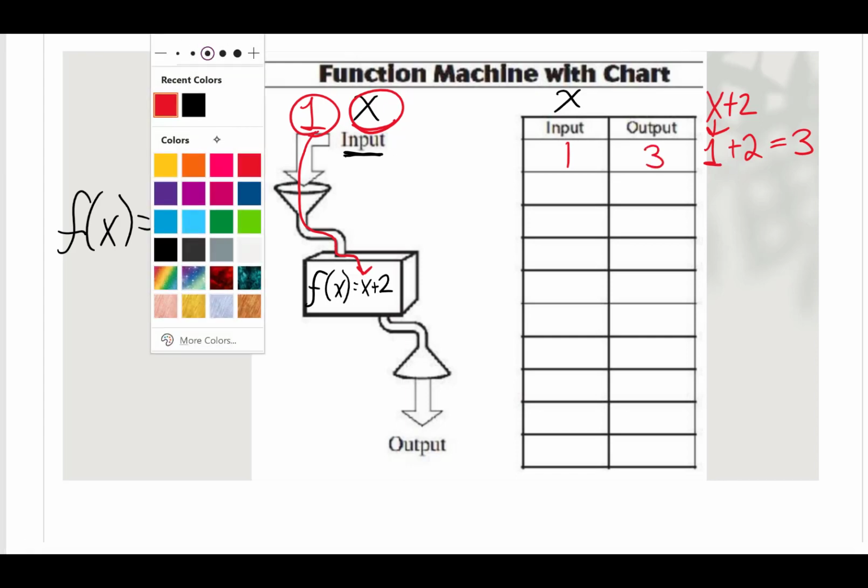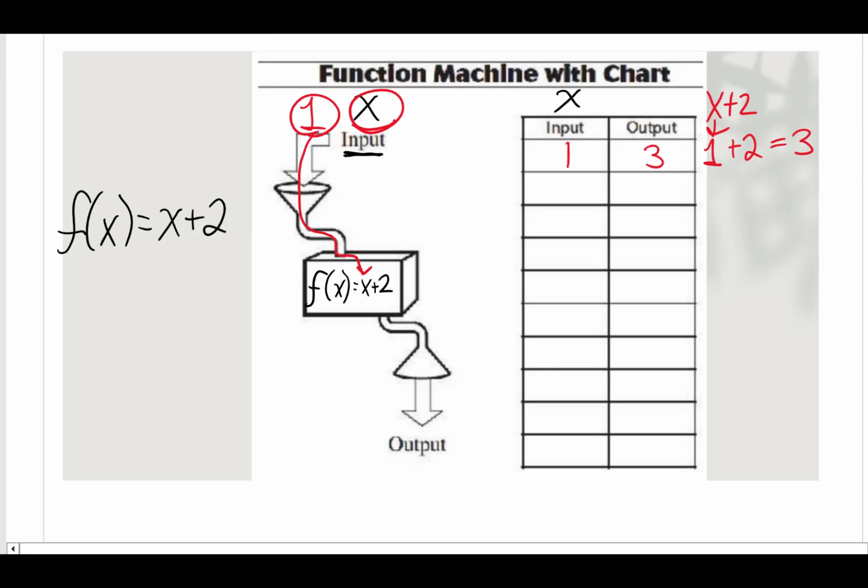And when the answer comes out, let me change the colors. When the answer comes out, output is the answer.